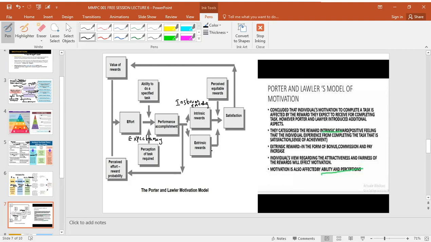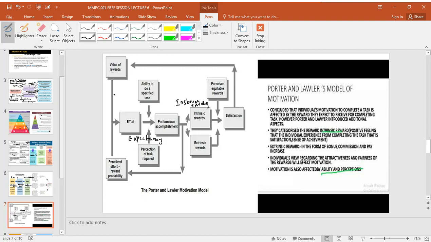So this Porter and Lawler model says that the effort people are putting in is so that they can perform well, and their performance is related to the reward system. If they are receiving the rewards as per their wish, definitely it will give them satisfaction. And the satisfaction is also influenced by the value of the reward. What value has the employee given to that particular set of rewards? That is also affecting the satisfaction level, right?